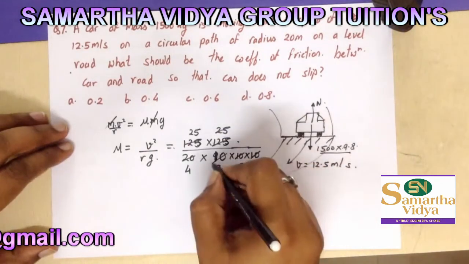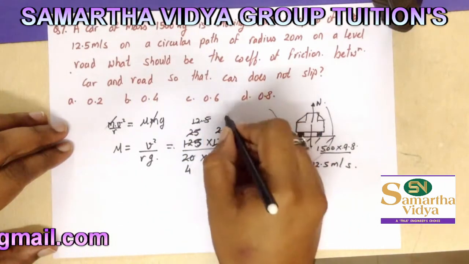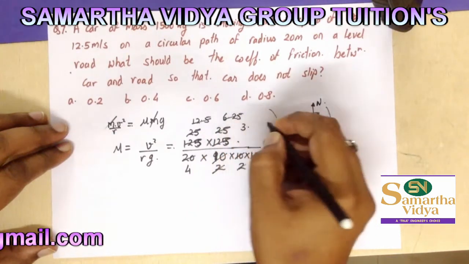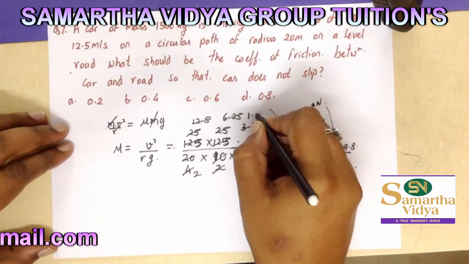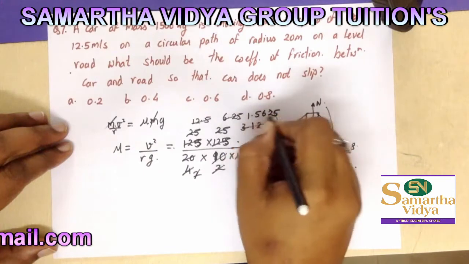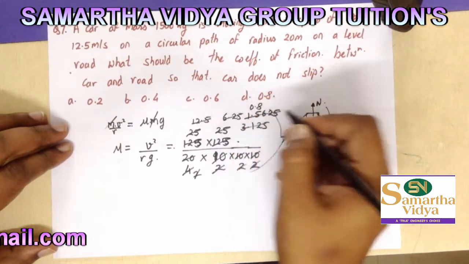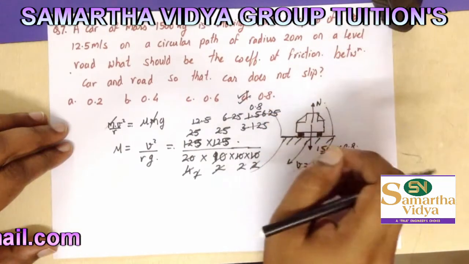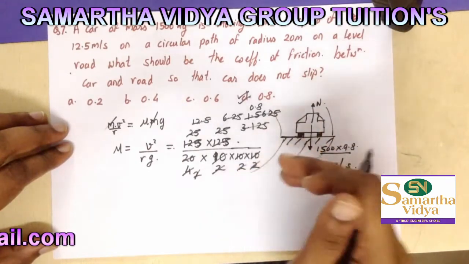Now if I do the cancellation, 2 gets cancelled, this becomes 12.5. Then this becomes 6.25. One more cancellation, this becomes 3.125. One more 2 cancellation, that is 1.5625. Now this can be approximated as 1.6. With one more cancellation, 1.6 divided by 2 is 0.8. So you can see it's nothing but option D. So you can make minor changes while calculating, so that you can just find an approximate answer.